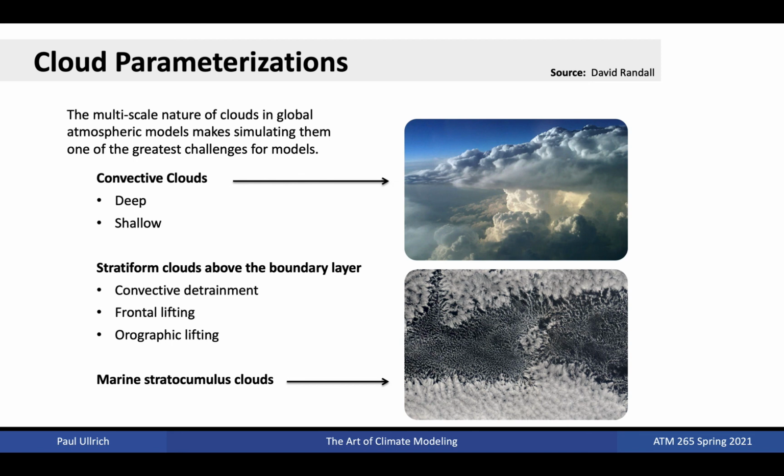Stratiform clouds can be generated as the product of convective detrainment, frontal lifting, and orographic lifting. They have a particularly pronounced effect on climate, as they cover about 34% of the ocean and 18% of the land surface at any given time. Nonetheless, these clouds rarely occur with the right frequency in climate modeling systems. The right image provides a qualitative explanation for why this is the case.